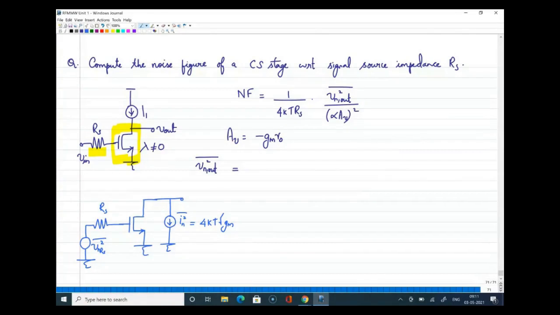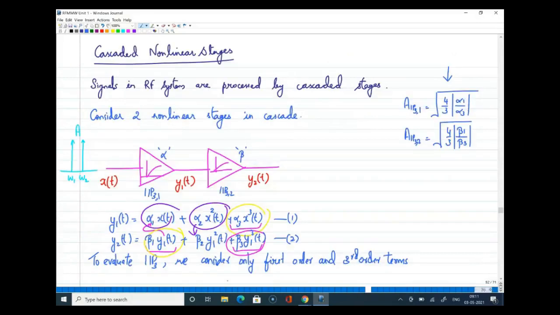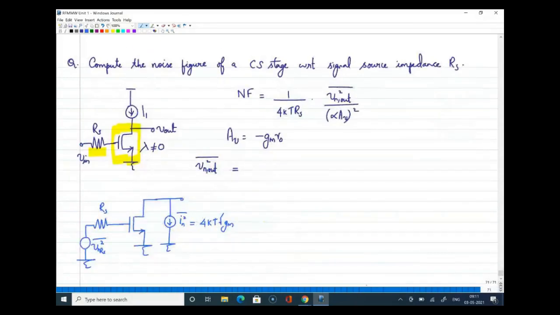All right. So what I'll do now is I'll write VN out square bar. The first thing is the input noise, the noise of the resistor RS, that can be written as 4KT into RS. But that should be multiplied by the gain of the circuit, because we are writing the noise at the output. So this should be multiplied by minus GM R0 the whole square. That is the first term. And the second term is the current noise spectral density of the transistor, which is 4KT gamma into GM. But that should be converted into voltage, so that should be multiplied by R0 square, right?